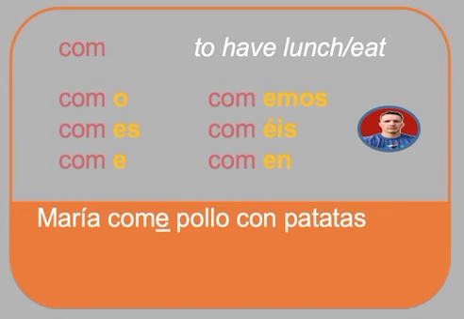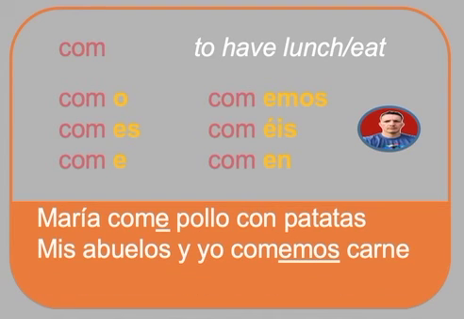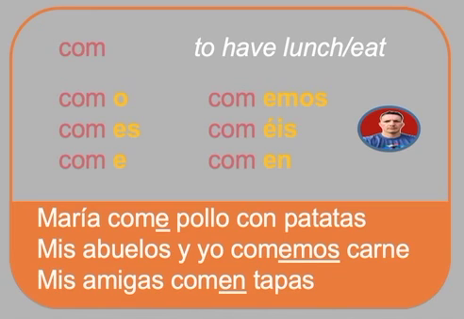María come pollo con patatas. Maria eats chicken and potatoes. Mis abuelos y yo comemos carne. My grandparents and I, we eat or have lunch, meat for lunch. Finally then, we've got mis amigas comen tapas. My female friends eat tapas. Okay, so hopefully we've seen the difference between AR verbs and ER verbs, and also we're not seeing the infinitive. The infinitive is where it's got the R on the end. Comer and cenar and desayunar.